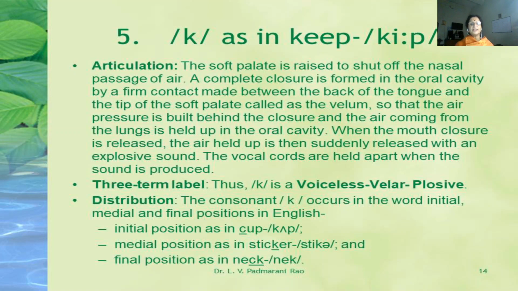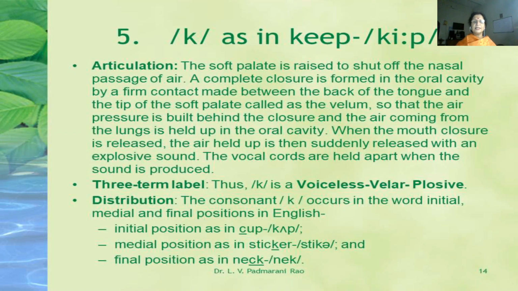The vocal cords are held apart when the sound is pronounced, and so the three-term label for k, as in K-E-E-P, keep, is voiceless because the vocal cords do not vibrate, velar because the soft palate or the tip of the soft palate called velum is involved in the production of the sound, and plosive because the air coming out from the lungs is held up in the oral cavity and is released with an explosive sound later.